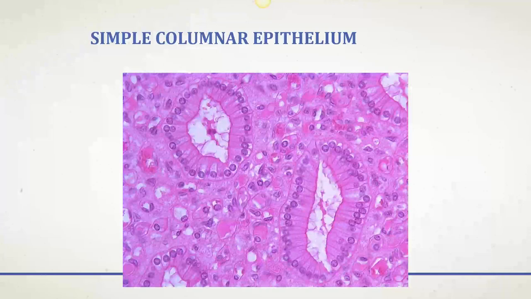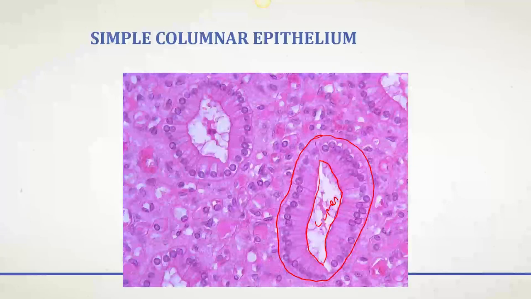Now we move on to simple columnar. So simple columnar makes up part of the digestive tract and part of the respiratory tract. I'm going to outline the lumen here. And then I'm going to outline the basal surface of the tissue. And now when we look at these cells, they are really long, column-shaped cells. So that's why we call them columnar. So the nuclei are here, and then you can see how long each one of the cells is.